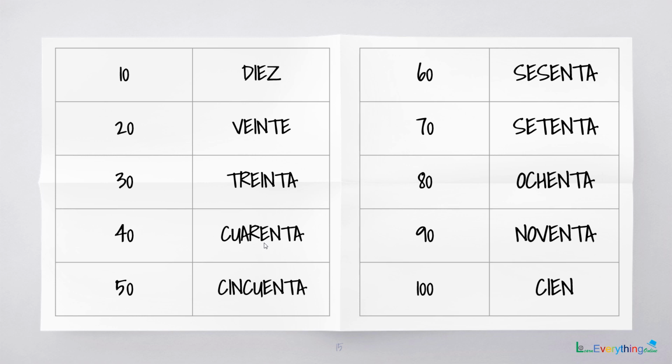Here is the list of all multiples of 10. Now remember, these multiples of 10 are very important to remember for pronouncing or spelling out further numbers, that is the numbers from 21 to 29 and 31 to 99. So kindly pause the video and memorize them.